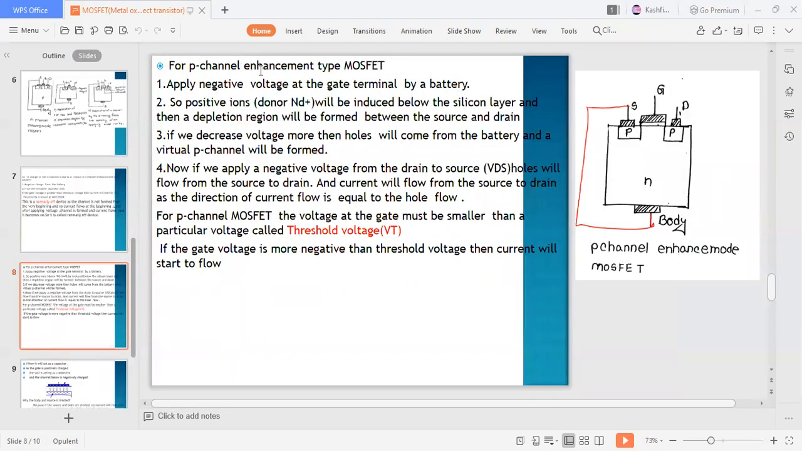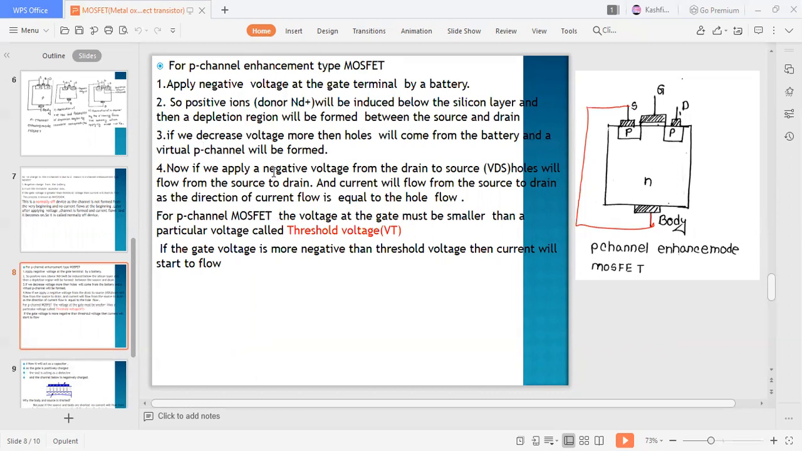For p-channel enhancement type MOSFET, apply negative voltage at the gate terminal by a battery. This is opposite to the n-channel enhancement mode MOSFET. So we will have negative VGS. Then positive donor ions will be induced below the silicon layer, and then a depletion region will be formed between the source and drain. If we decrease voltage more, then holes will come from the battery and a virtual P channel will be formed.